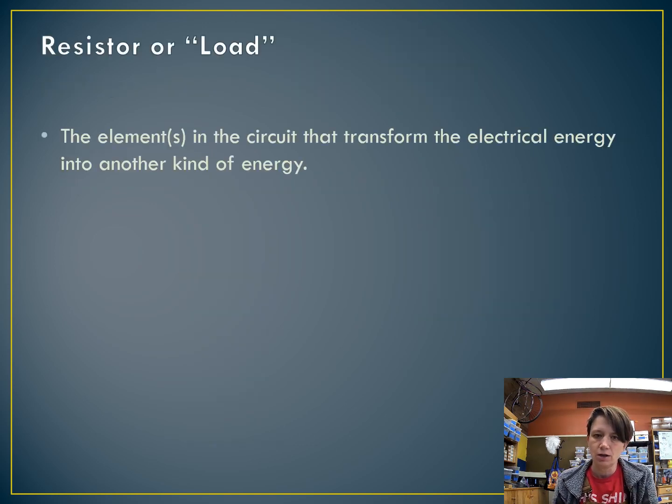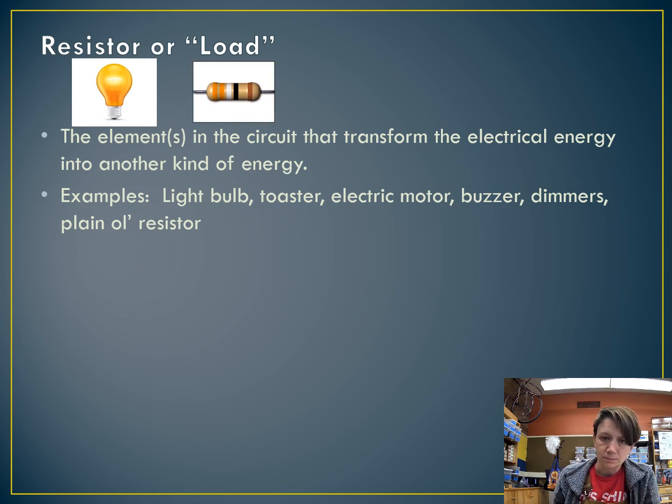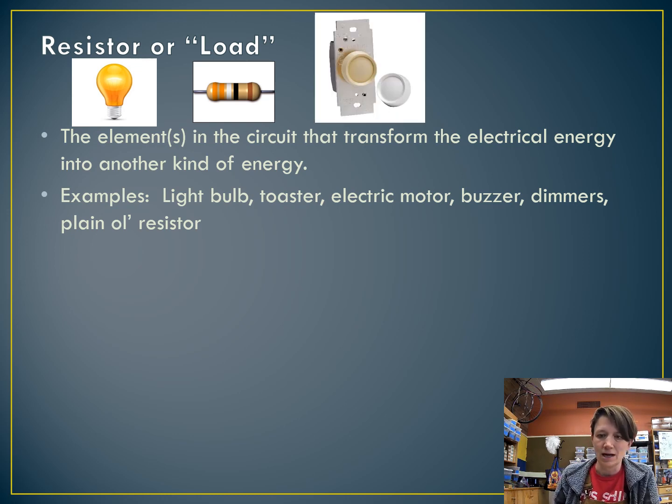As I mentioned at the beginning, the resistor or the load is the element in the circuit that transforms the electrical energy. So for example, light bulbs or toasters or electric motors. That thing that I showed right there is a plain old resistor. Its job is just to sort of waste energy in a circuit, and we'll talk about why we need those later on, but you may have seen that before if you've looked inside any kind of circuit board. This is a dimmer switch, which you've probably seen on the wall, which is actually not a switch. It's actually a resistor, and we'll talk about that in a minute as well.